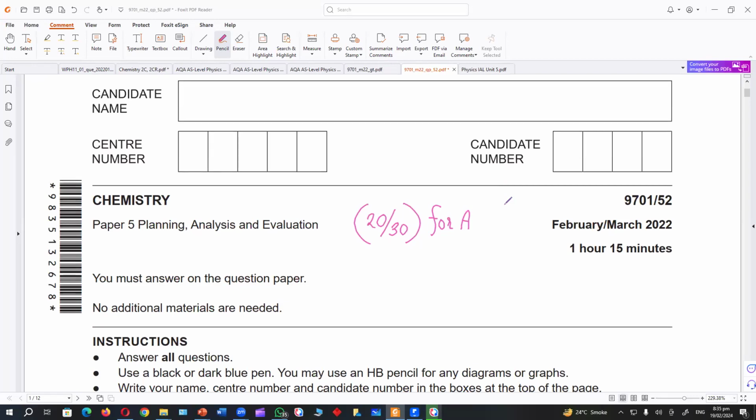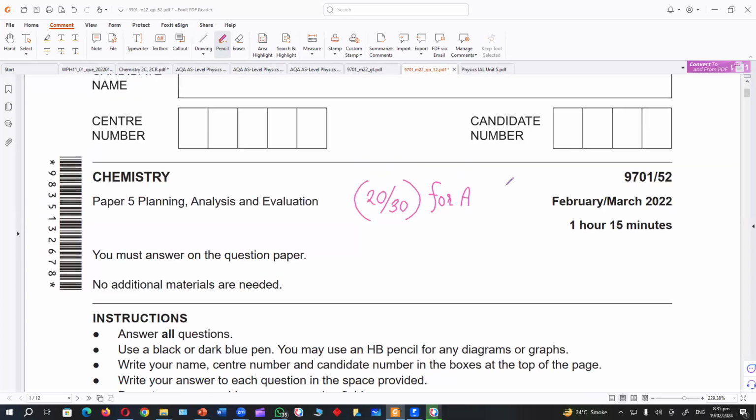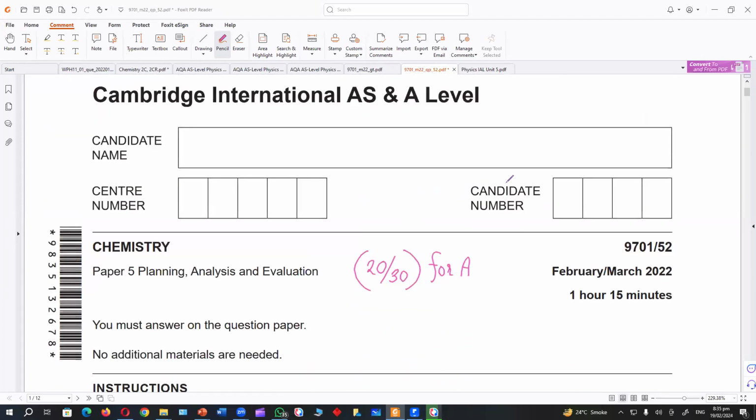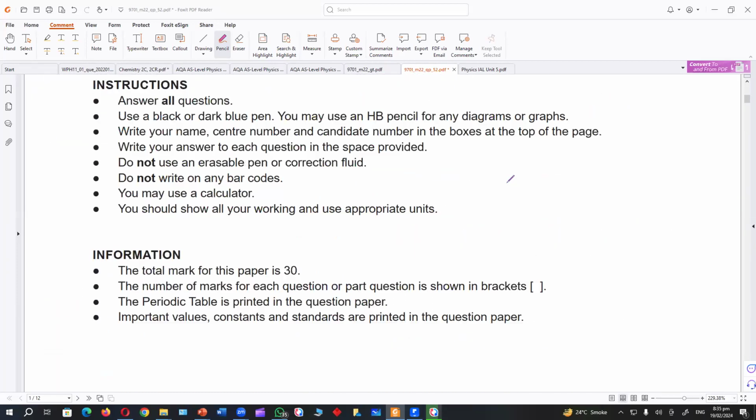So this is March 2022. Paper is 52. The threshold is 20 out of 30. It's a good low threshold paper. So share the threshold, copy the threshold.